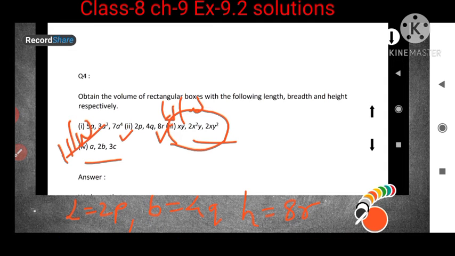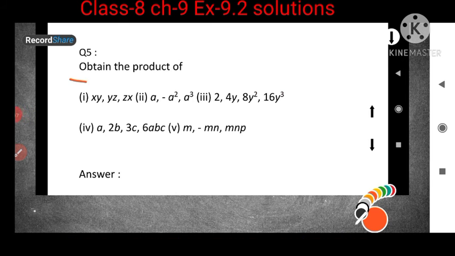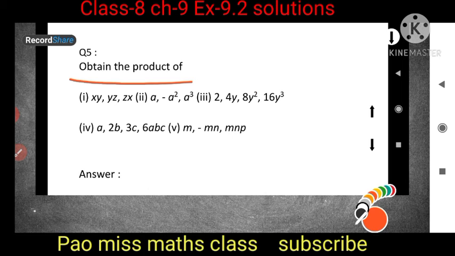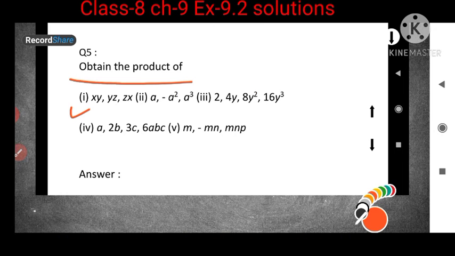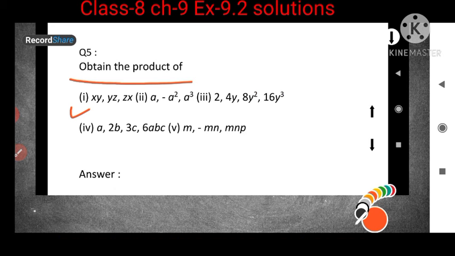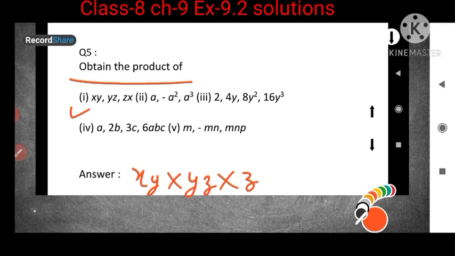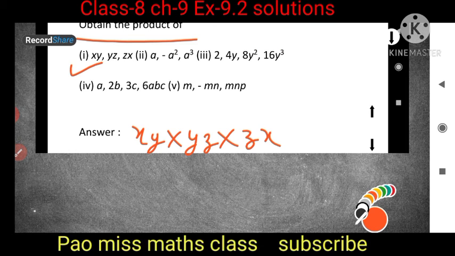Okay, now come to the next question, question number 5. Obtain the product. Product is again multiply, isn't it? We have to multiply all the given variables. First one is given xy, yz and zx. So we have to multiply all, that means xy multiplied with yz multiplied with zx. In this way you will multiply.